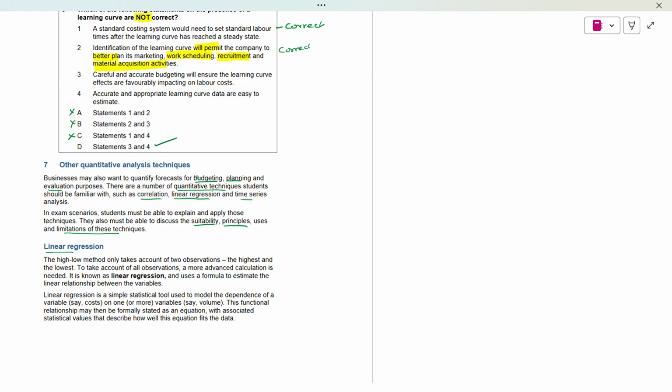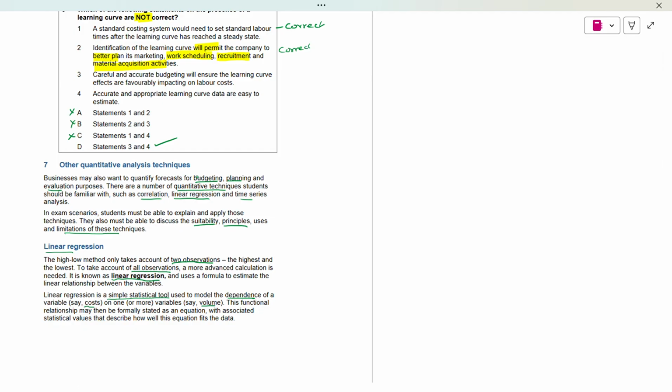The high-low method only takes two observations, the highest and lowest. To take all observations, we have to take all of them. A more advanced calculation is linear regression. It uses a formula to estimate the relationship between variables. Linear regression is a simple statistical tool used to model the dependence of a variable with respect to an independent variable. Okay, if you know the cost, you will calculate the volume.